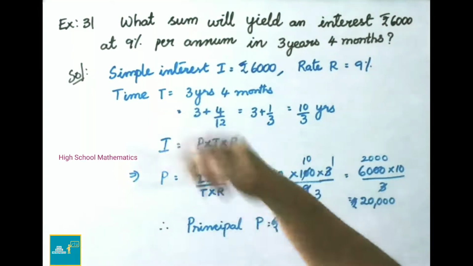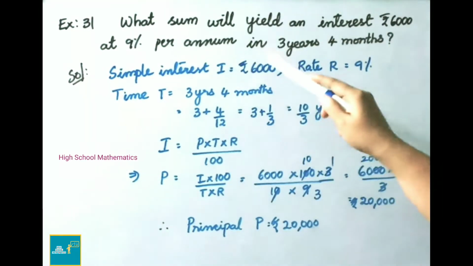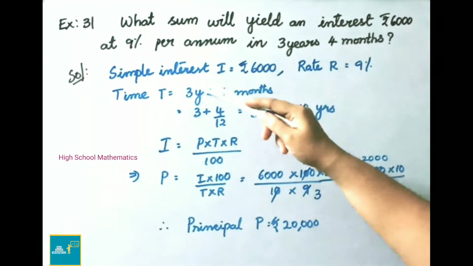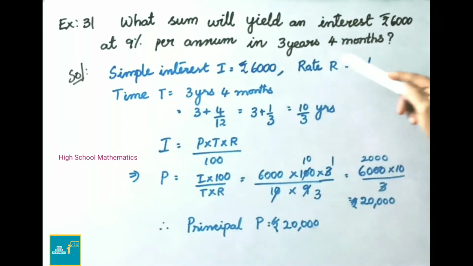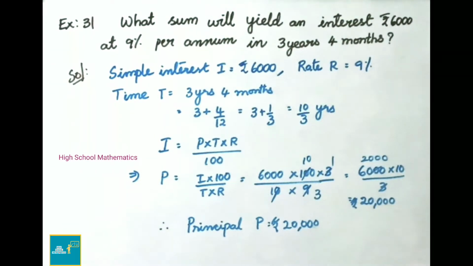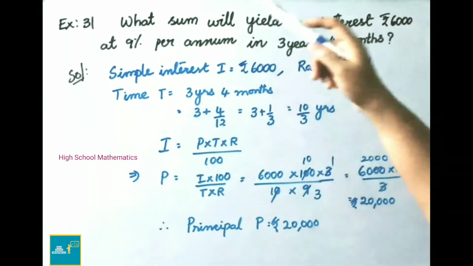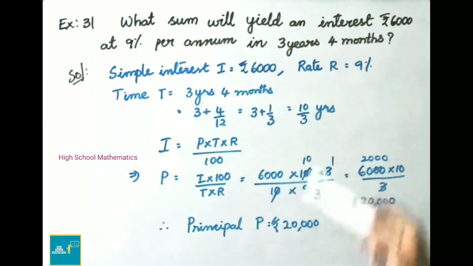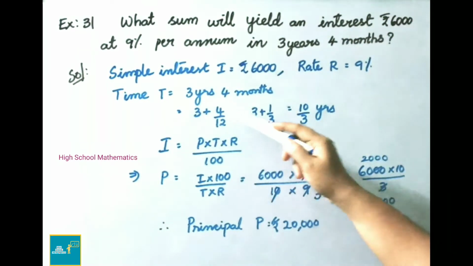See now example 31. What sum will yield an interest of 6,000 rupees at 9% per annum in 3 years 4 months? Let us see the solution. In our question, sum means we have to find the principal amount. They have given simple interest I equals 6,000 rupees and rate of interest R equals 9%. Time T equals 3 years 4 months.